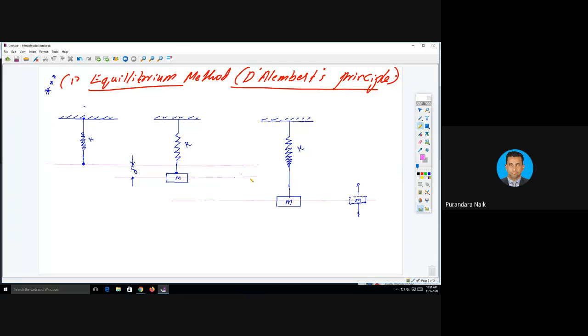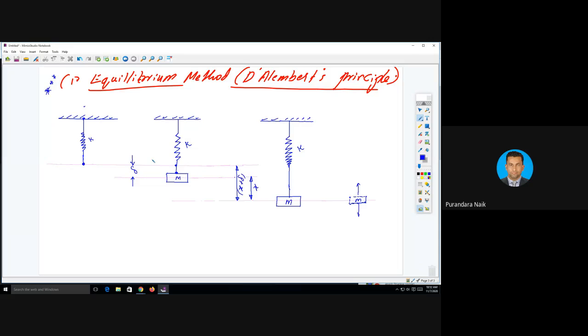So this is the distance traveled after the application of the external load. This is X. The total distance traveled by the mass is X plus delta. After loading the mass on the spring, it will be deflected from this position to this position. Now the displacement is X.